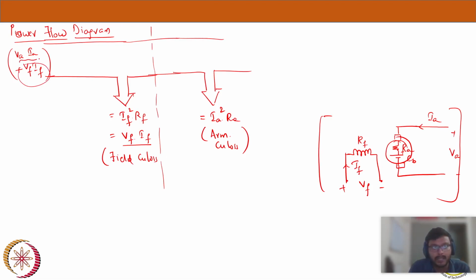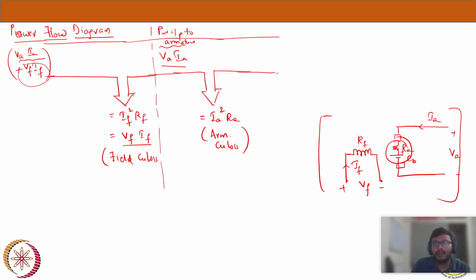Now the rest part is VA into IA. So here we are having VA into IA. What we can say, VA into IA is the total power input to armature. Out of this VA IA, we are losing some copper loss in the armature winding, that is I square R loss, that is IA square into RA.